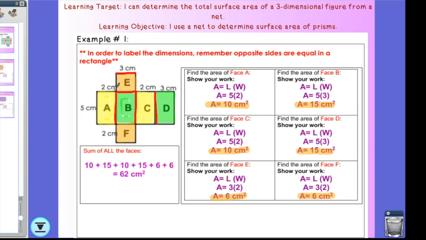For face E, your length and your width are given to you, which is 2 and 3. 3 times 2 is 6 centimeters squared. For F, remember opposite sides. So since faces E and F are attached to B, the width of F will also be 3 centimeters. So 3 times 2 is 6 centimeters squared. Then you add up all the faces, 10 plus 15 plus 10 plus 15 plus 6 plus 6 is 62 centimeters squared, which is the surface area of this rectangular prism.